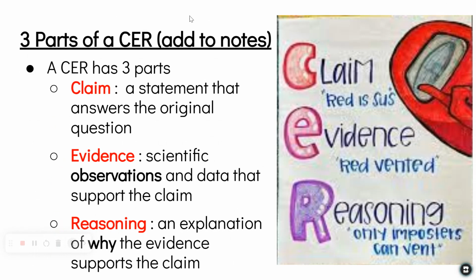And finally, reasoning, an explanation of why your evidence supports the claim. So you are explaining the connection between the claim and the evidence. For reasoning, for our scenario, my reasoning would be, only imposters can vent. That's how I know that red is an imposter.